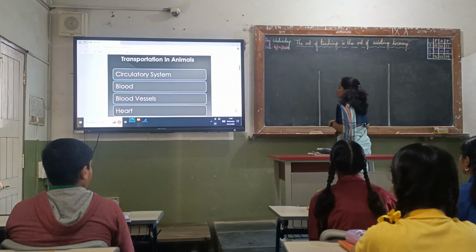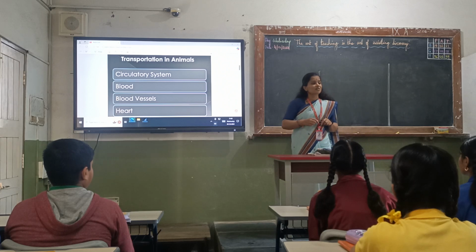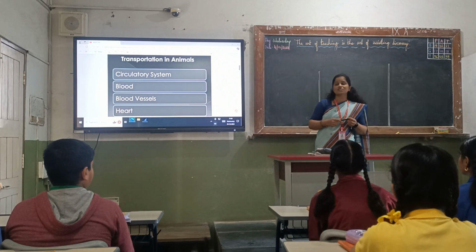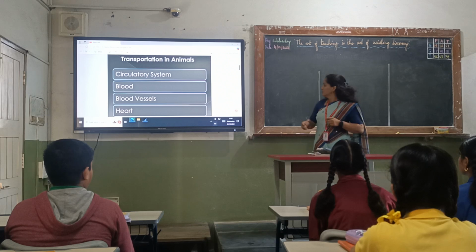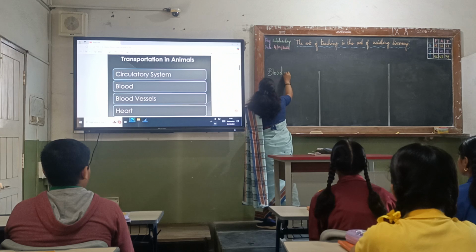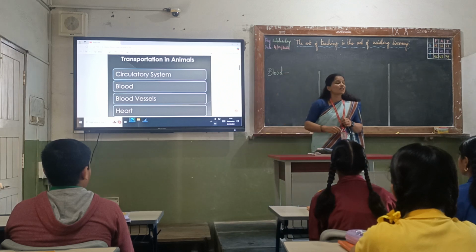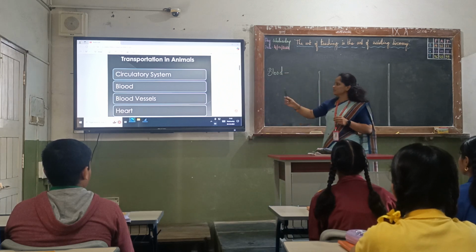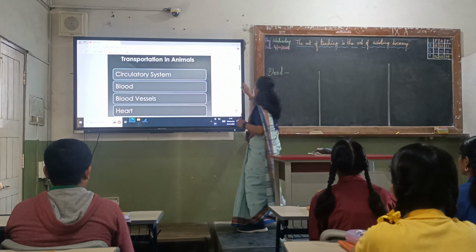How the blood helps to transport things like food, oxygen, water, and which components are present in the blood. First of all, we will start with the function of the blood.